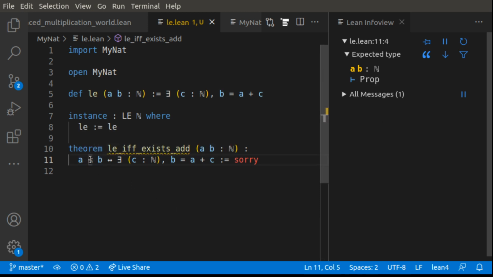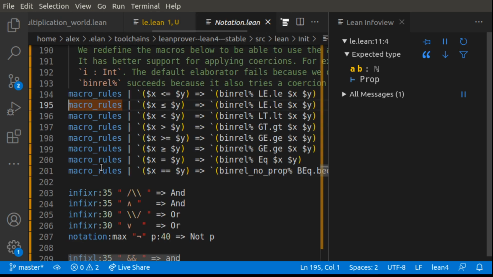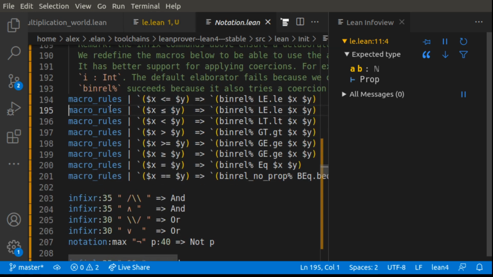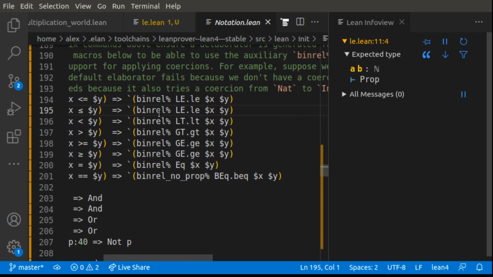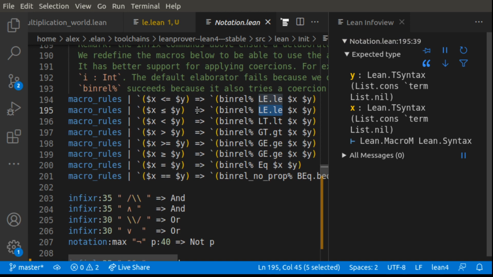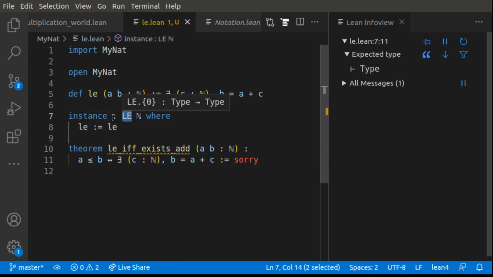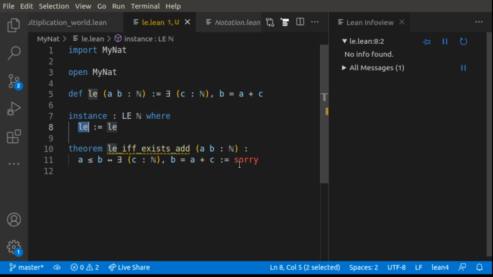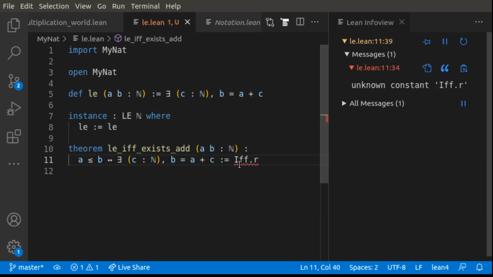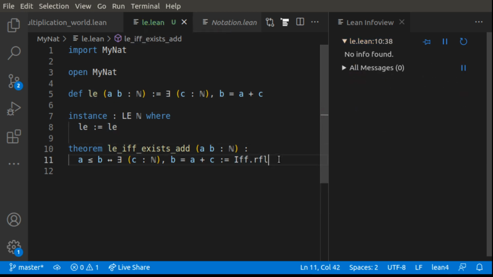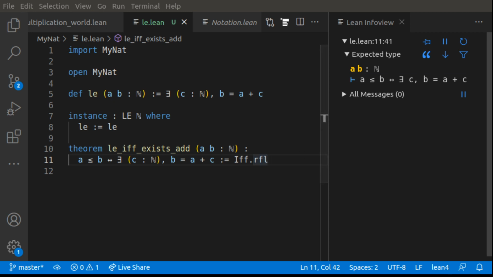And then if you notice, what is this less than or equal to? Well, by this macro expansion, it is just the binary relation LE dot LE. So we know that this and this are the same thing, because we defined that this LE here is LE dot LE. So we can just use Iff dot refl. And that's our proof of a very useful theorem that we'll use for the inequality world.